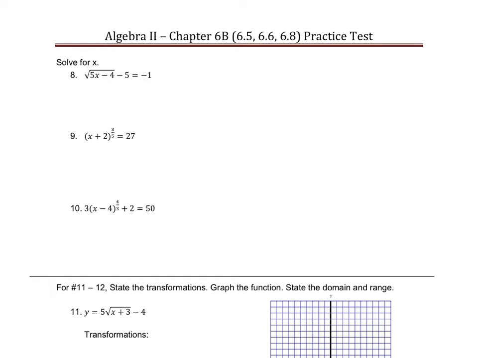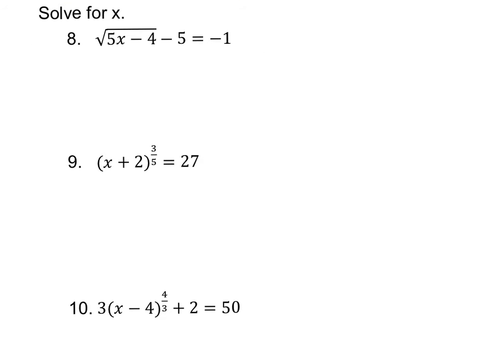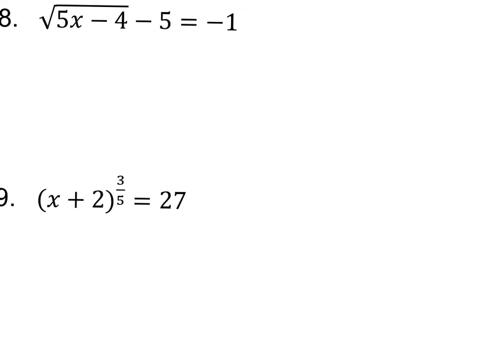Flipped. Okay, your first 3 questions are solving. So I'm solving for x. I'm trying to get x by itself. Remember, you're working backwards from PEMDAS. Backwards from PEMDAS means you want to get rid of any adding, subtracting. So I'm going to add 5 here. I'm going to add 5 over here. So this is the square root of 5x minus 4. This would be equal to 4.